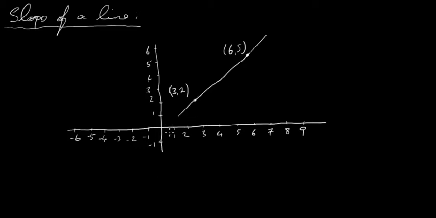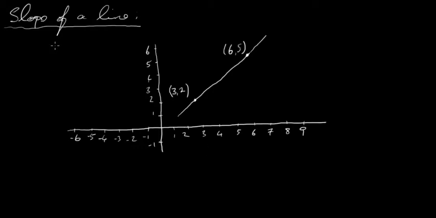I have the point 3, 2, you go out 3, you go up 2, and I have the point 6, 5, so we're going to go out 6 on the x-axis and then up 5 on the y-axis. So I have this line, I have 2 points on the line, and I'm going to try and calculate the slope of this line. But what does that actually mean?